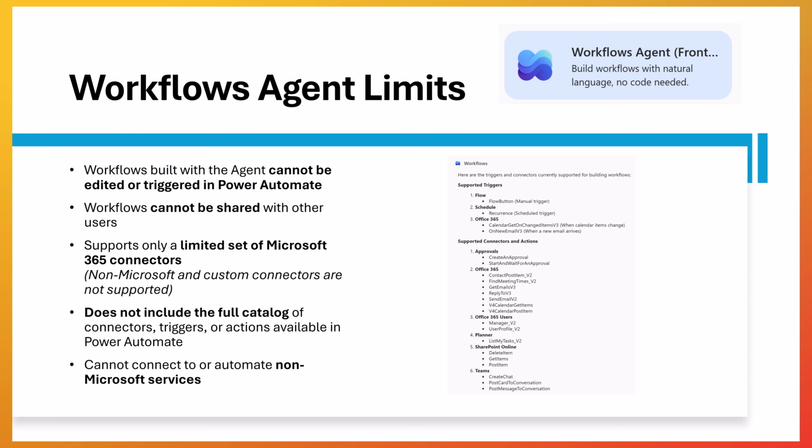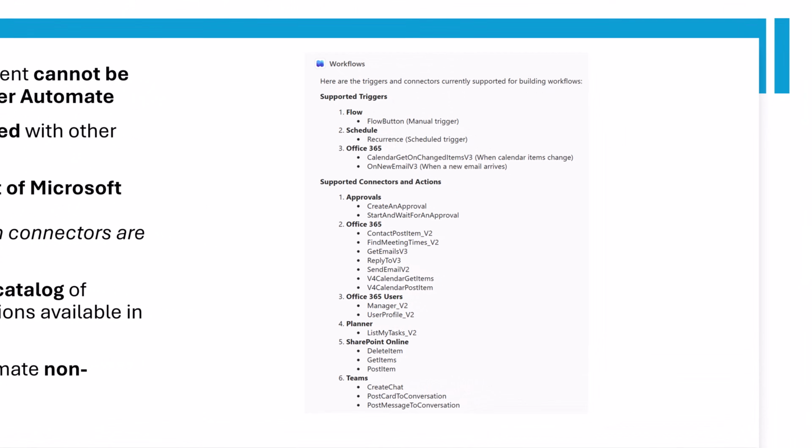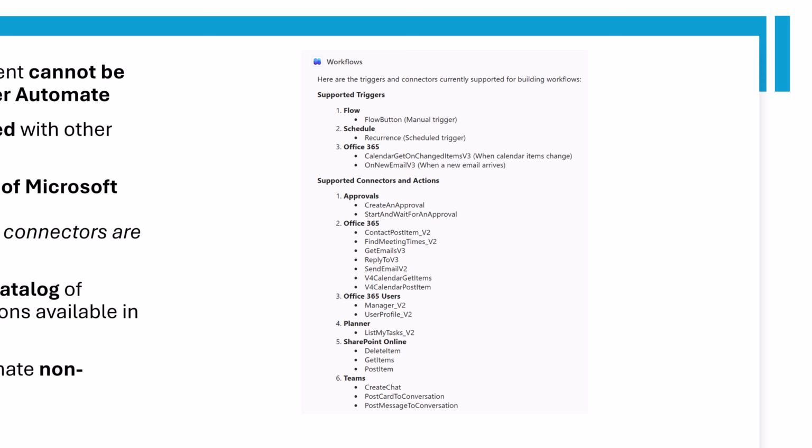Now, the best way to determine which connectors, triggers, and actions are supported is to ask the Workflows agent. Again, at the time of recording this video, you can see here on the screen the screenshot of the available connectors and the corresponding actions. And that is how you can create automations by simply describing what you want all inside of Microsoft 365 Copilot using the Workflows agent.